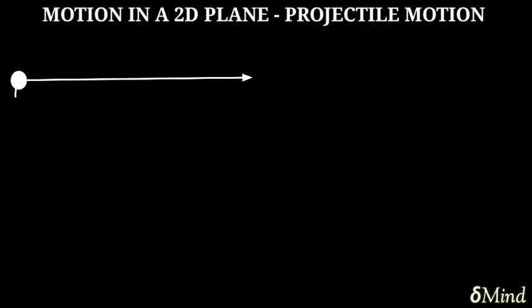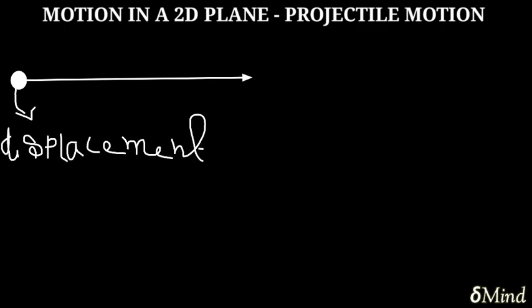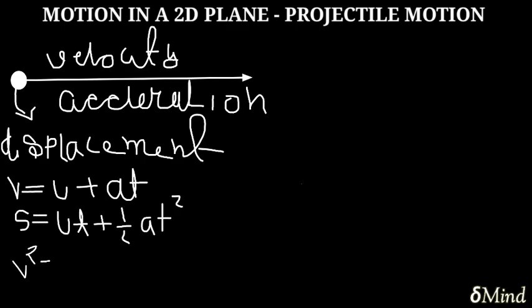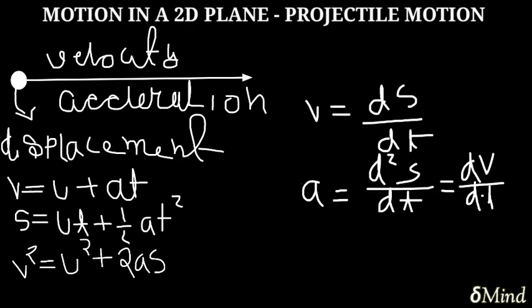Remember, in one dimension, we described an object's position with a single number along a line. Its velocity was how that number changed over time, and acceleration was how that velocity changed. We even had those handy equations of motion that linked these quantities together when the acceleration was constant. Keep those ideas in the back of your mind because the core principles are going to be our trusty sidekicks as we explore this new dimension.